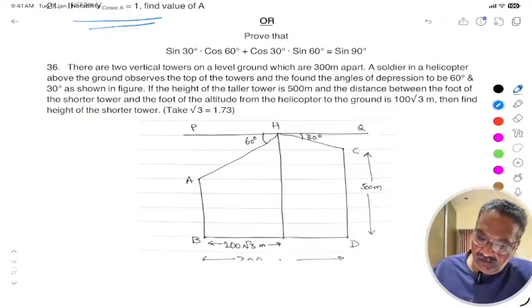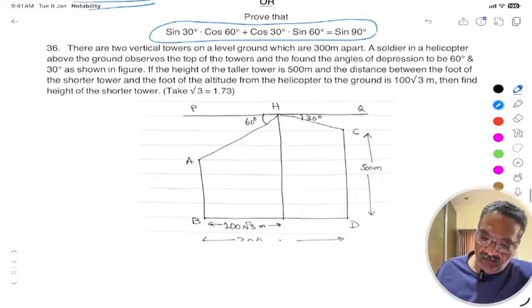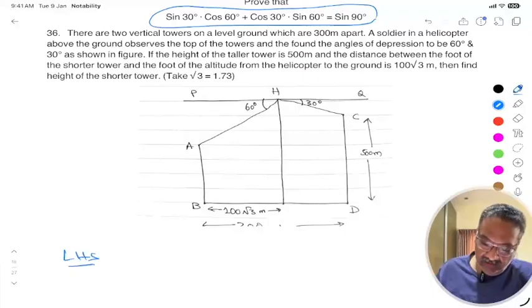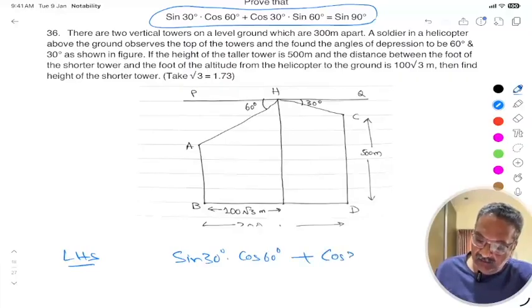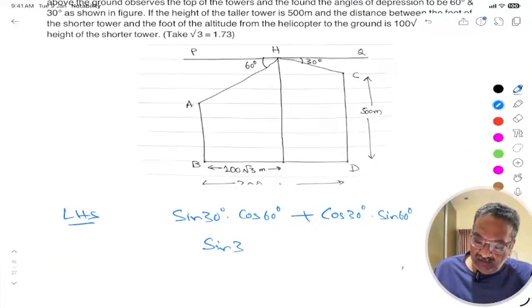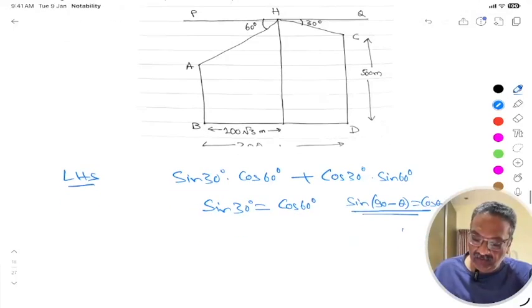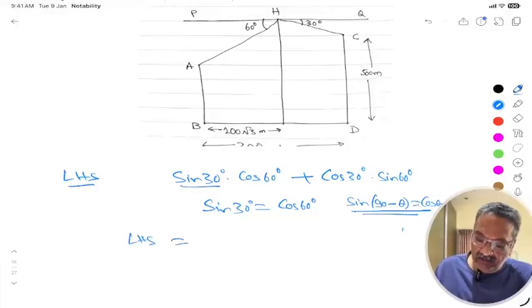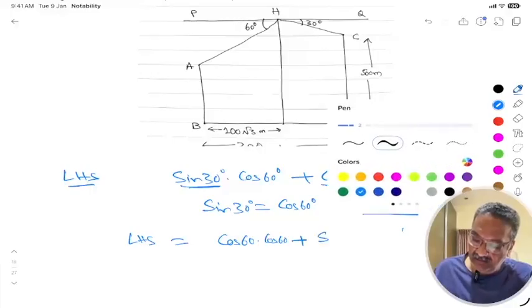Next, the OR question is also there. We will take that. We have to prove that sin 30 into cos 60 plus cos 30 into sin 60 is equal to sin 90. Let us take LHS. LHS is sin of 30 degree into cos of 60 degree plus cos of 30 degree into sin of 60 degree. Even without knowing values we can show that. We know sin of 30 degree is equal to cos of 60 degree, because sin of 90 minus theta is equal to cos theta. So LHS becomes, sin 30 is nothing but cos 60, cos 60 into cos 60, plus I will convert cos 30 to sin 60.